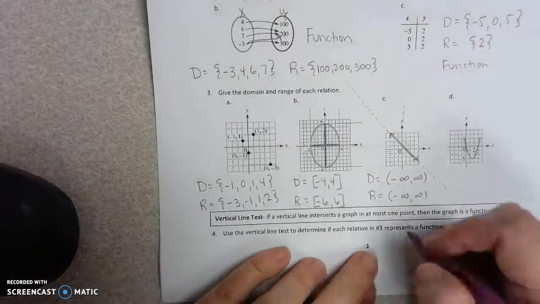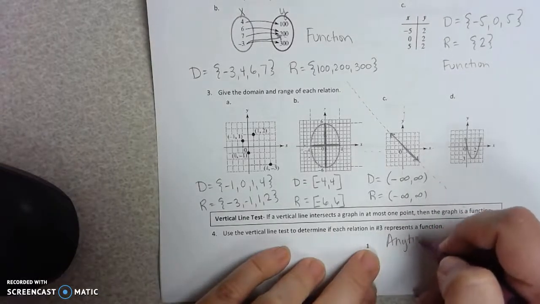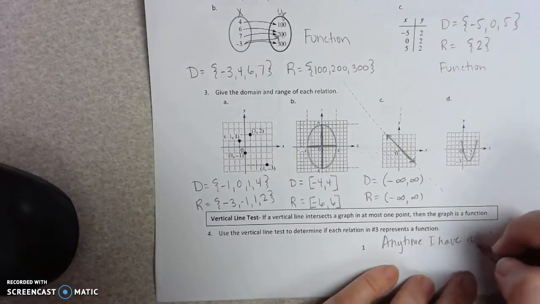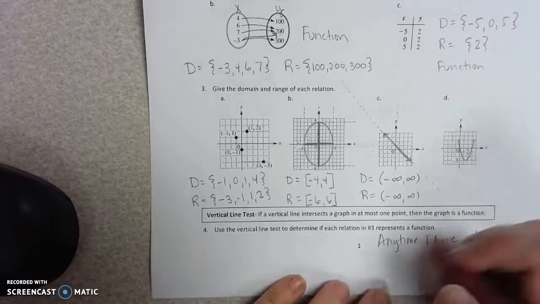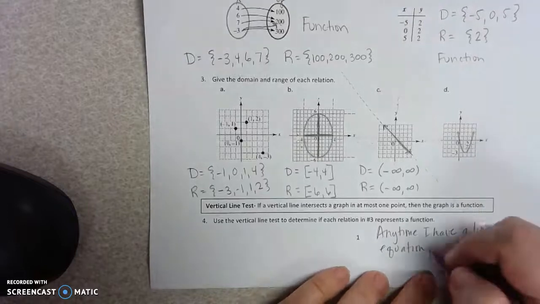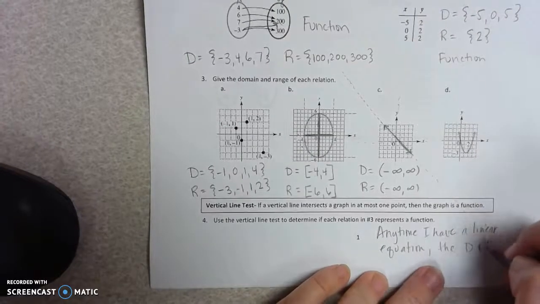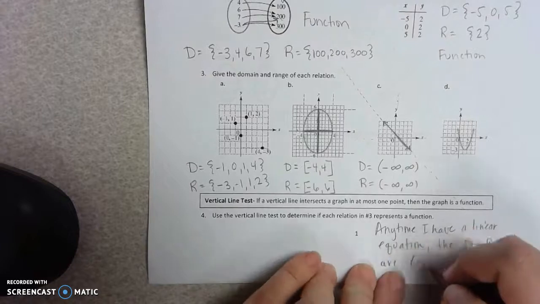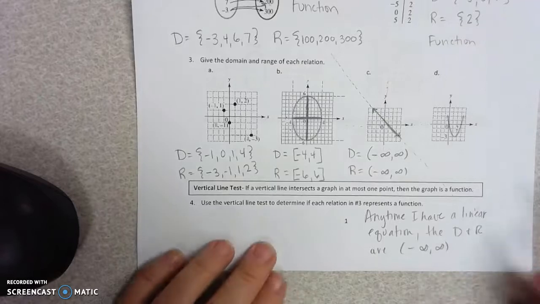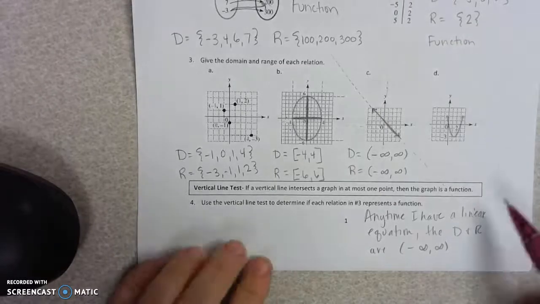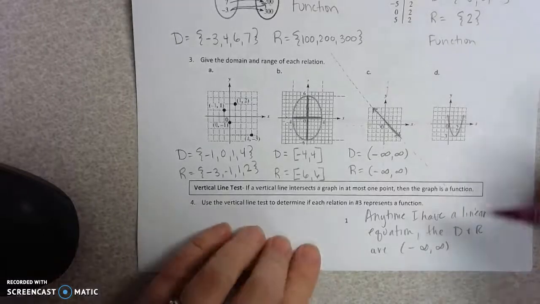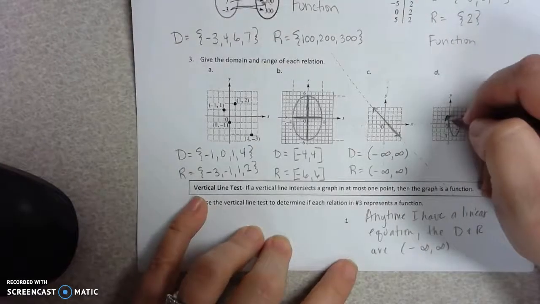Now anytime I have a linear equation, you want to write this down and remember it because we're going to see it a lot. It's going to be on the test. Anytime I have a linear equation, the domain and range are going to be -infinity to +infinity. Any time. Always. So you might want to write that down and highlight it and circle it and so on and so forth.